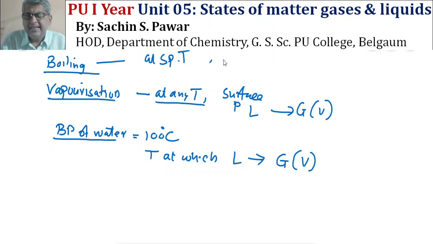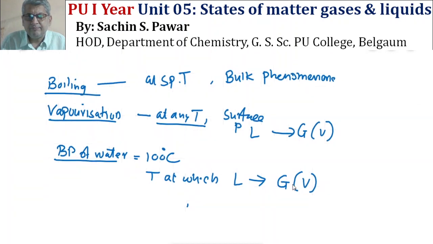Boiling means the entire liquid gets converted into gas, that is, it is a bulk phenomenon. Whereas vaporization is a surface phenomenon. So I hope you have understood the difference between boiling and vaporization.